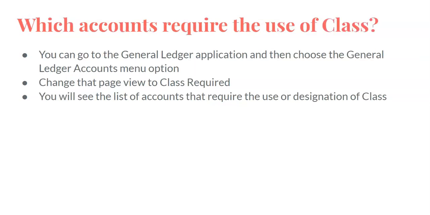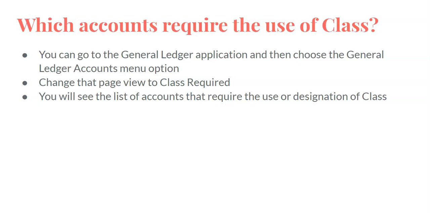Which accounts require the use of class? Currently, as of today, April 23rd, it's about 82 account numbers. You can go to the General Ledger application, and then from the menu option, the first one on the top, there's an option that says General Ledger Accounts. You can click on that. For most users, you probably haven't been there before.